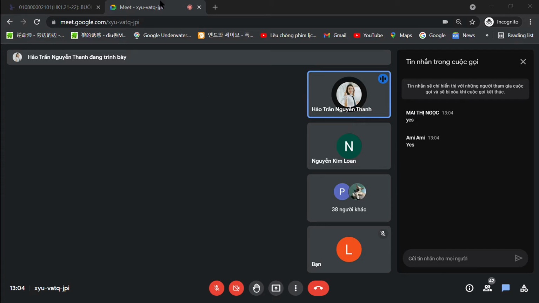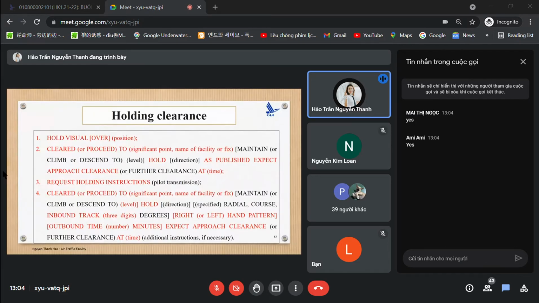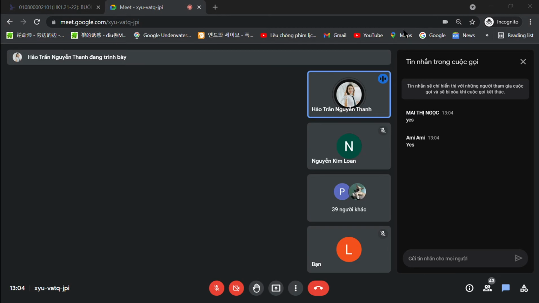three ways to issue a clearance relating to holding clearance. You can see number one is used for the position which has no procedure for holding. And at the end of the last lesson, I just explained a little bit about this.